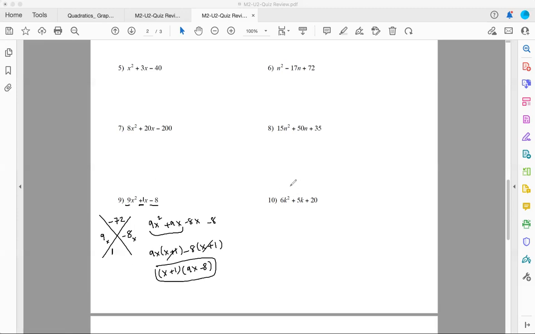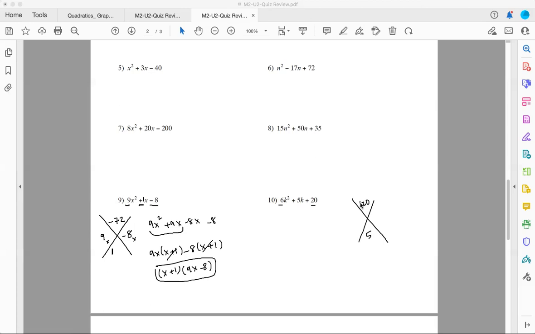Number 10, and the last question here, same idea as 9. I want what 2 numbers multiply to 6 times 20, which is 120, and add up to 5. So when the numbers multiply to a large number like 120, that makes it a little bit more, not more challenging, but more work. Because I want 2 numbers that multiply to 120, add up to 5. Sometimes you may get it, sometimes you may not, we don't know.